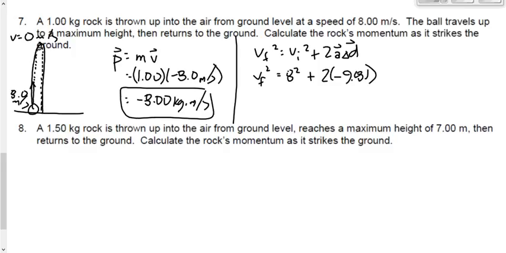What's the displacement over the entire trip? 0, right? Because you end up back where you started. So then 2 times 9.81 times 0 is 0. So VF becomes the square root of 8 squared, which is 8. That's the final speed. Now we just have to recognize that the final velocity would be negative 8.